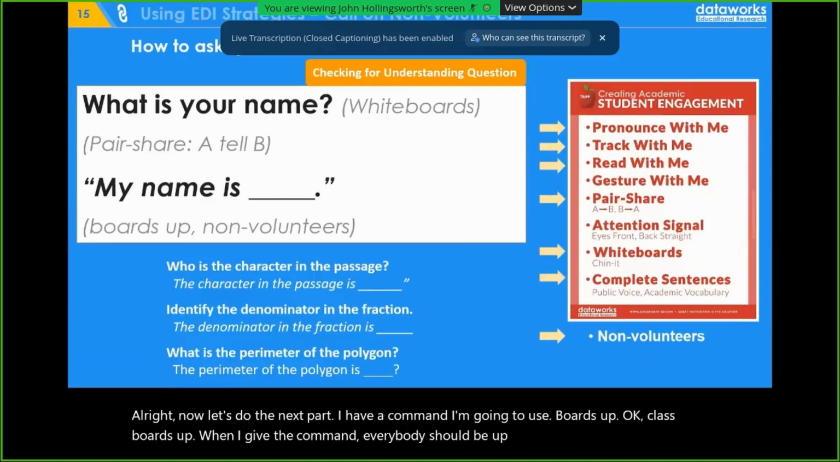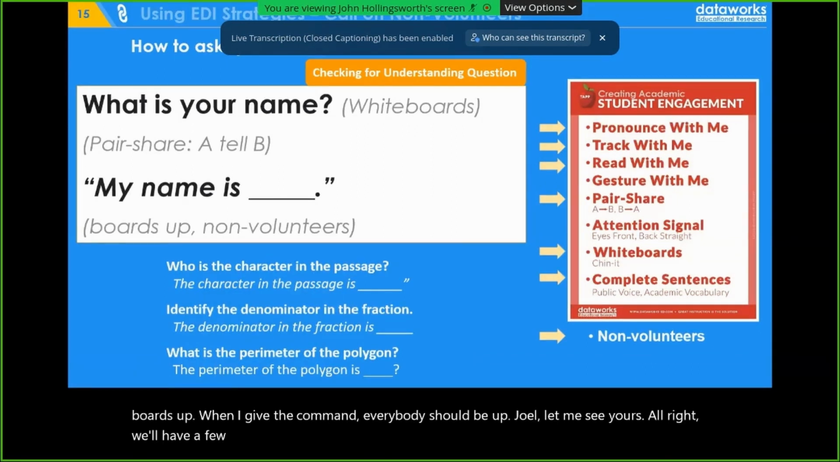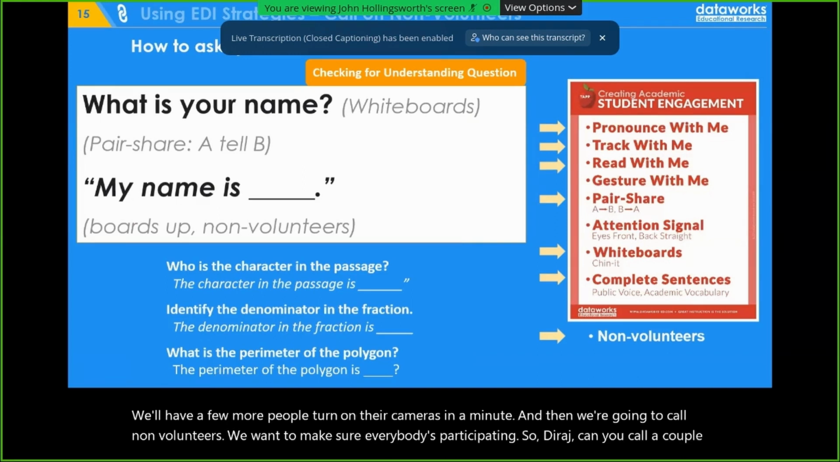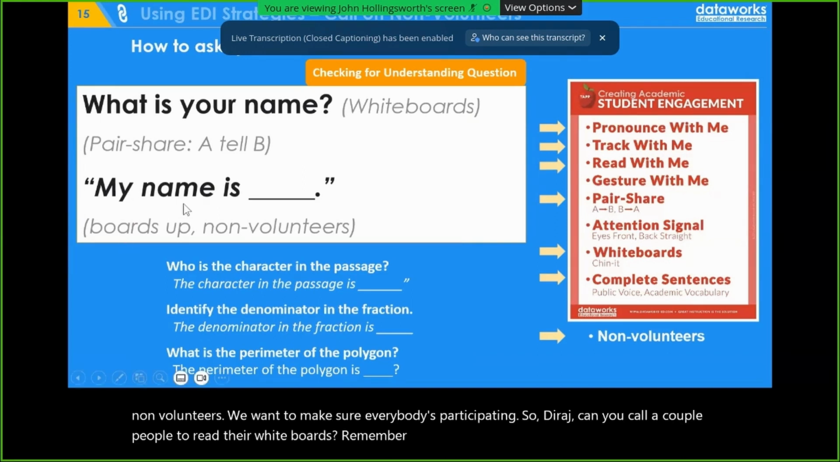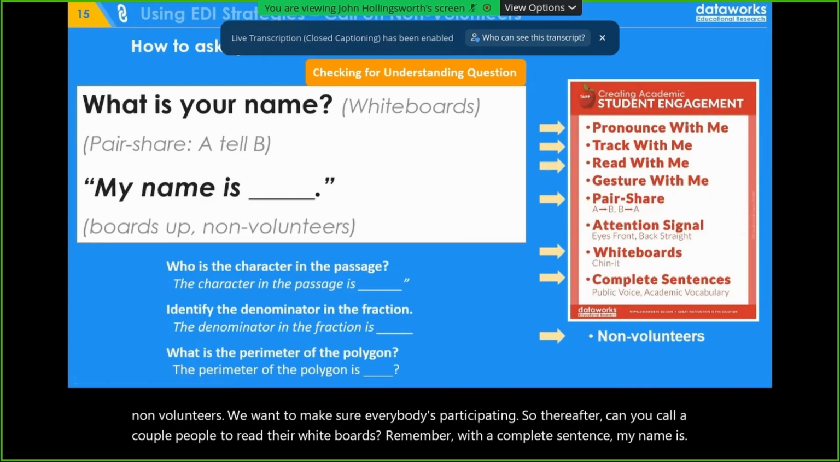All right, now let's do the next part. I have a command. I'm going to use boards up. Okay, class, boards up. When I give the command, everybody should be up. And then we're going to call non-volunteers. We want to make sure everybody's participating. Okay. So now this looked very easy because we did this, my name is.